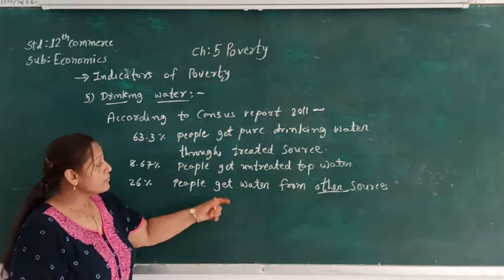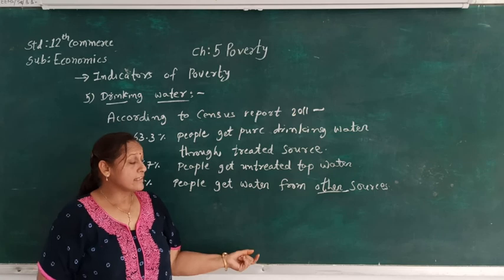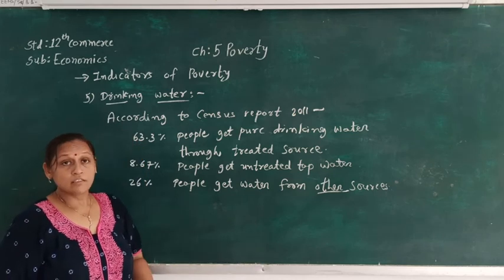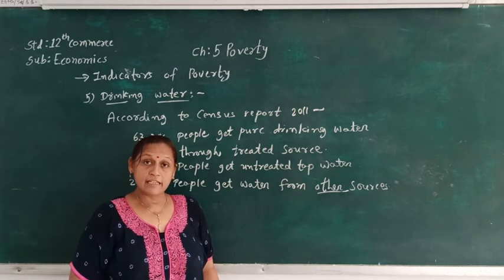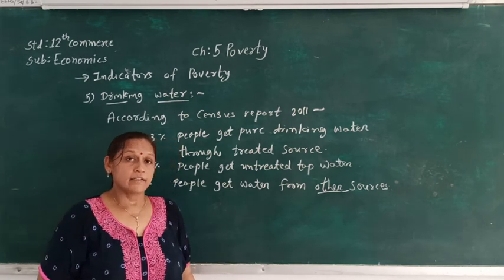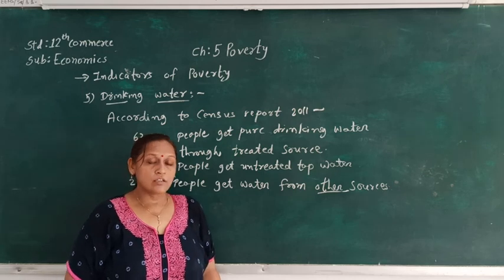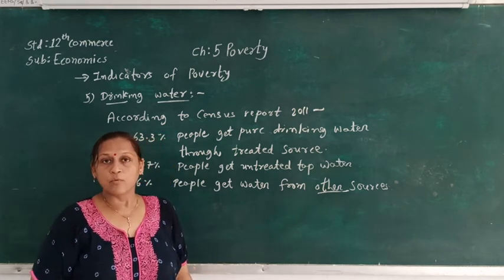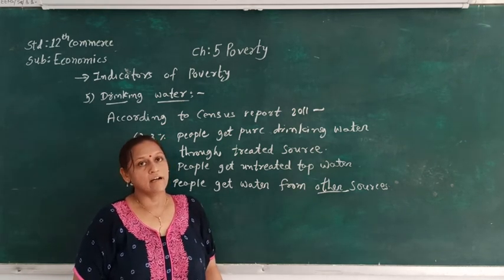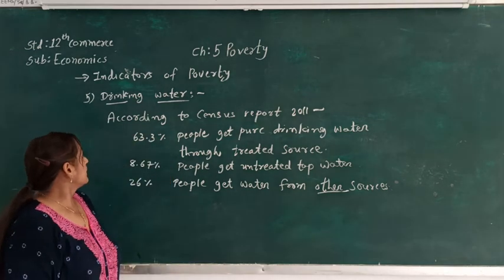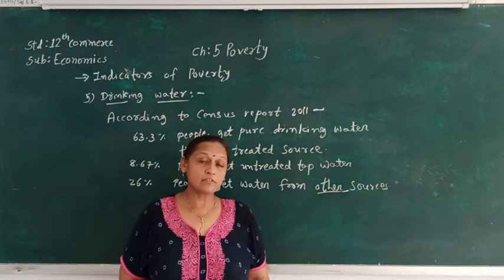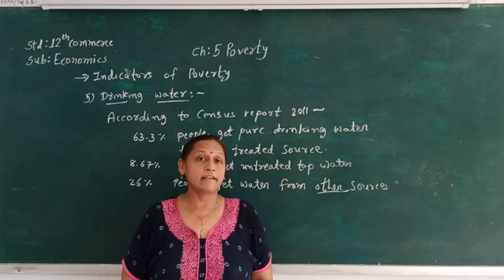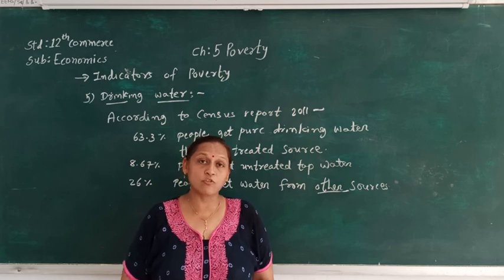So here, if people are drinking untreated tap water or water that is not treated, they are getting sick because of waterborne disease. From that we can see that poverty exists in India. So this is our next indicator of poverty, that is drinking water. You may note down this in your notebook. In our next video we are going to see some more indicators of poverty.